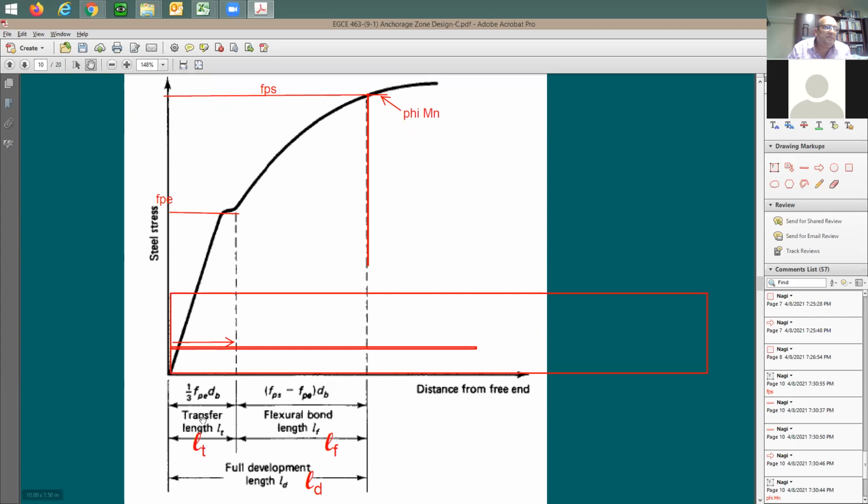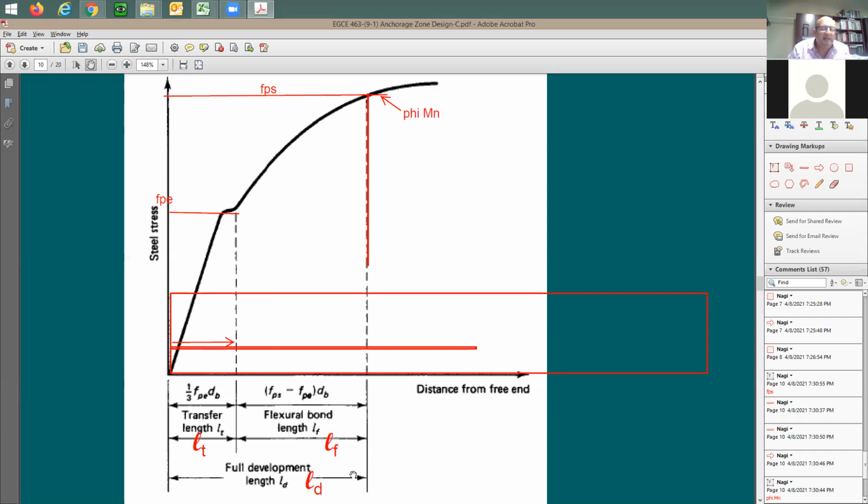This is why they call this the transfer length. This is where you transfer the force fpe from the zero point all the way to the fpe value. And from here to here is going to be the distance called the flexure bond length. This is going to take it from fpe all the way to fps. For this length, we have some empirical formulas. It says 1/3 fpe times db, the bar diameter. And here it's going to be fps, the difference between the stresses, fps subtracting fpe, times db. This is going to be the flexure bond length.